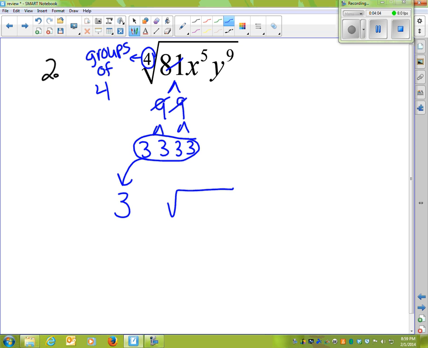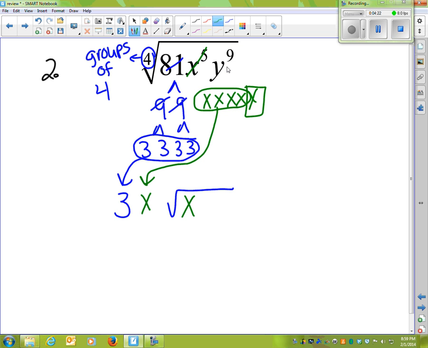Let's look at our x's. I had 5 of them. I'm looking for a group of 4, so I circle the 4. That's what I pull to the outside, leaving 1 in.